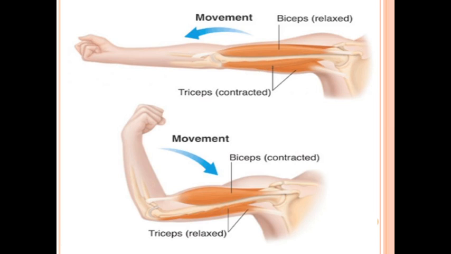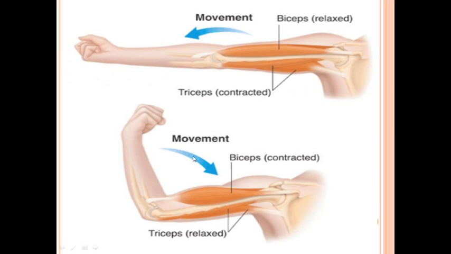In case the biceps are relaxed but the triceps are contracted, what does that mean? Can you tell me about the contraction? See, the expansion and contraction. Expansion means when an object is larger in size. And contraction means when the object is in a smaller size. But in this movement, the biceps are relaxed but the triceps are contracted.